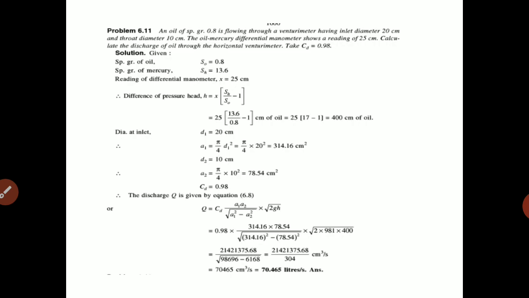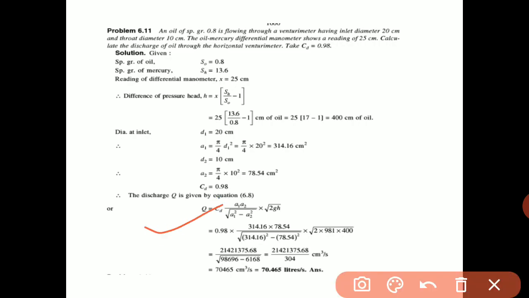The diameter at inlet is given as 20 centimeter, so we can calculate the area. The diameter at the throat section is given as 10 centimeter, so we'll calculate A2, and CD is 0.98. So we'll apply this discharge equation: Q is equal to CD A1 A2 divided by under root A1 square minus A2 square, into under root 2GH. Now here we know all the parameters. A1 A2 we know, H we have calculated, 400 centimeter of oil.